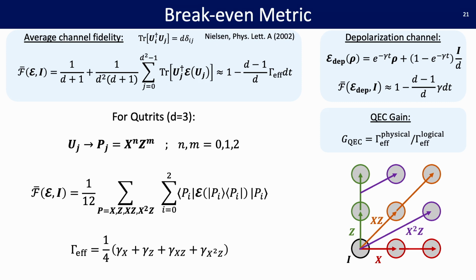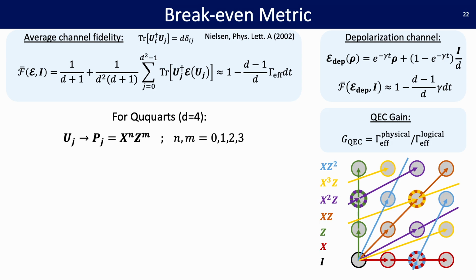It's giving us a prescription for the measurements we have to do to fully characterize our error correction protocol, which is we have to prepare all 3 eigenstates of all 4 of these cardinal Pauli operators. And we get this nice form for the effective depolarization rate of our logical qutrit. That's just an average over the decay rates of these 4 cardinal Pauli axes.